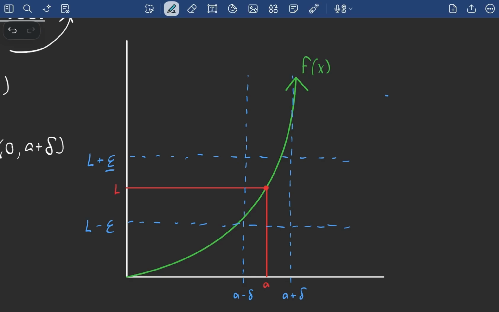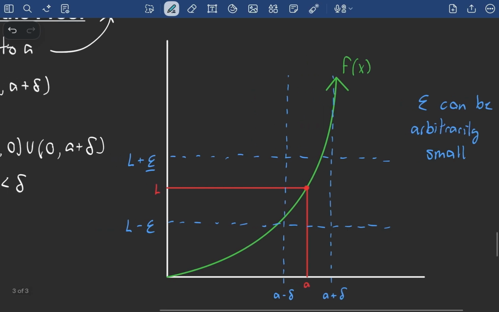which means epsilon can be arbitrarily small. If we're taking any epsilon, it has to work for every single epsilon. Basically, what that means is we can make epsilon as teeny tiny as we want, and this should still work.